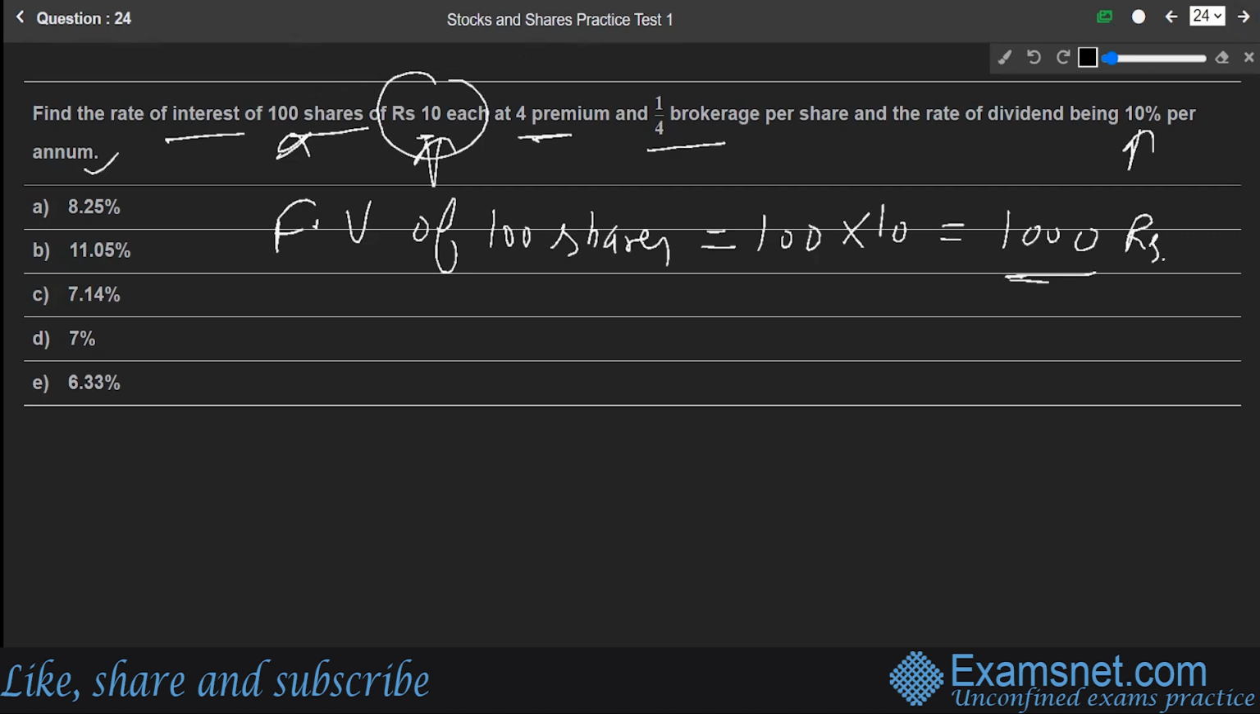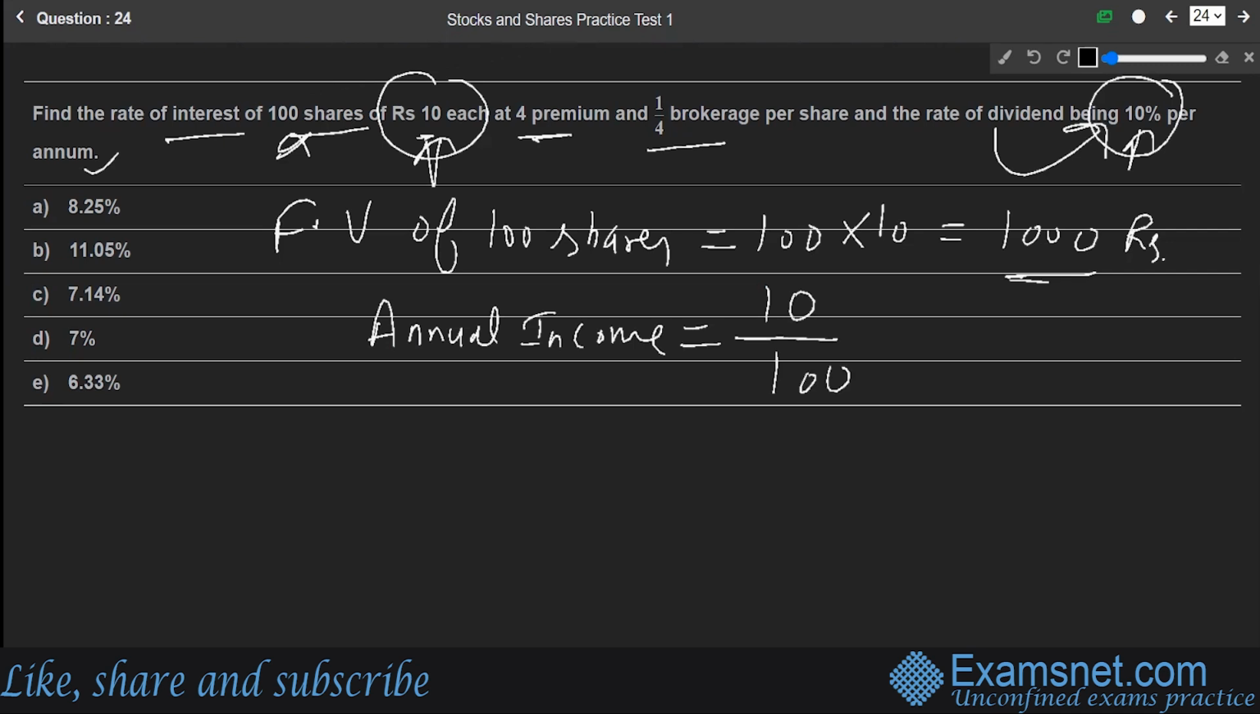Now, how much is the income? The dividend being offered is 10%. So you will be getting 10 rupees as the dividend when the investment is 100. So how much will be the dividend when the investment is 1000? We can do it this way, directly annual income. See, 10 rupees will be the income when the investment is 100. So annual income will be 10 by 100 if the investment is 1. And how much is the investment? Investment is total 1000 rupees. That much is invested. So what is the total income? It simply becomes 100 rupees. So the annual income of 100 such shares, each having the face value of 10, will be 100 rupees. Now this is the total annual income.